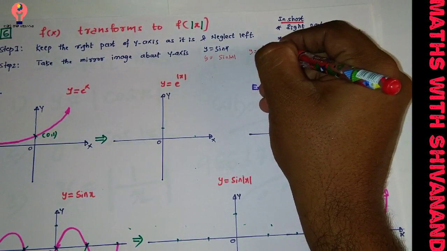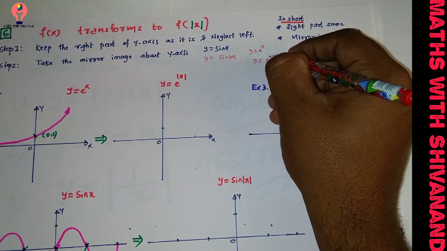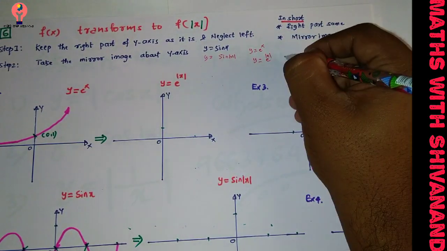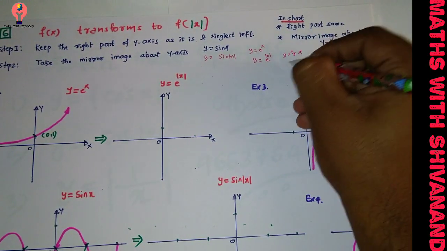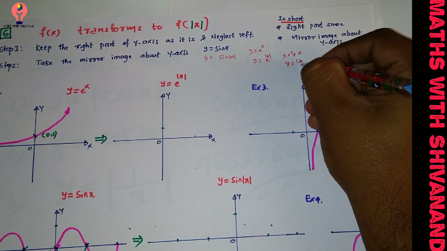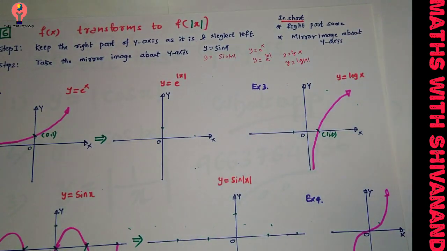So initially he has given y is equal to e raised to x. Now he has asked y is equal to e raised to mod x. How to draw? Initially he has given the y is equal to log x curve. Now he is asking y is equal to log mod x. How to draw such kind of graph here?